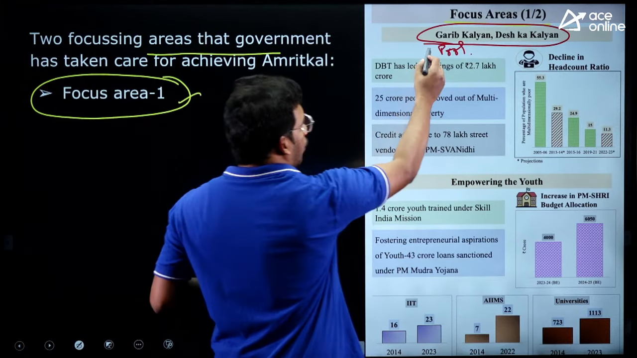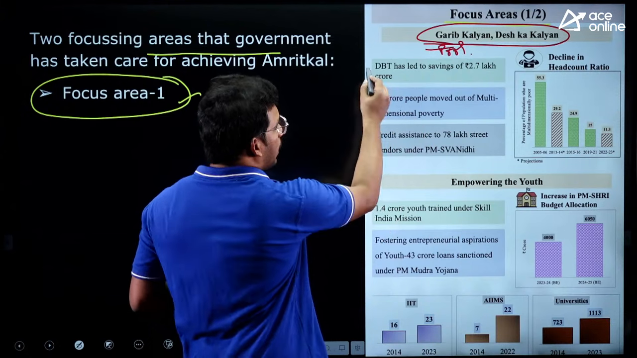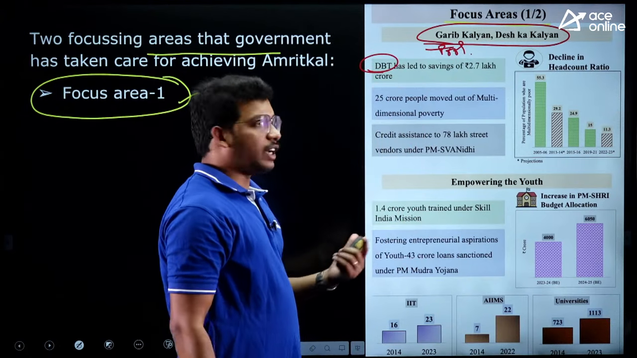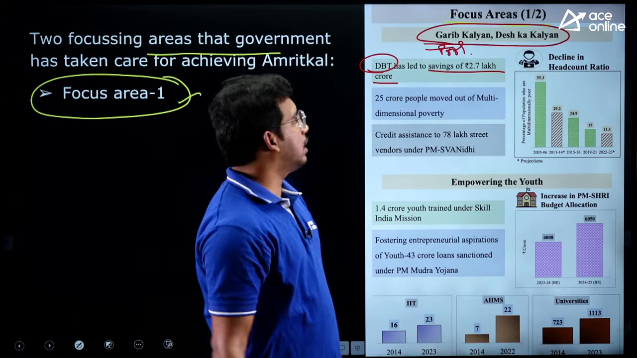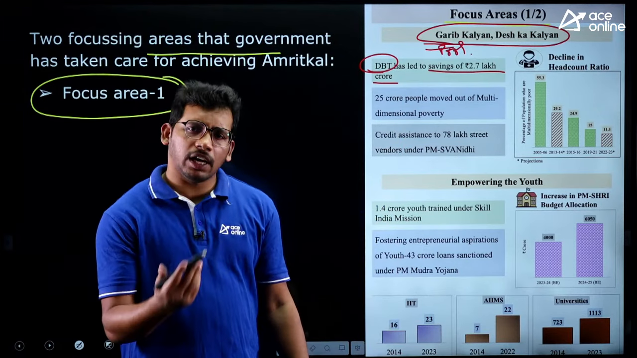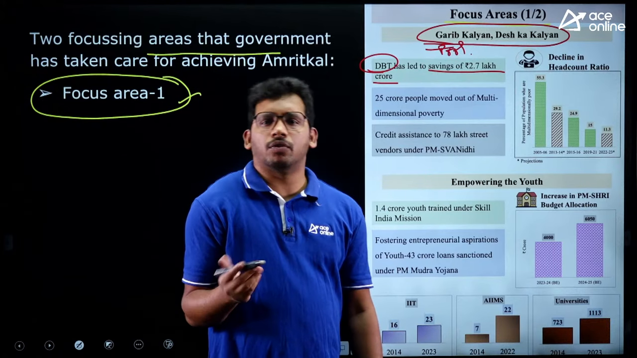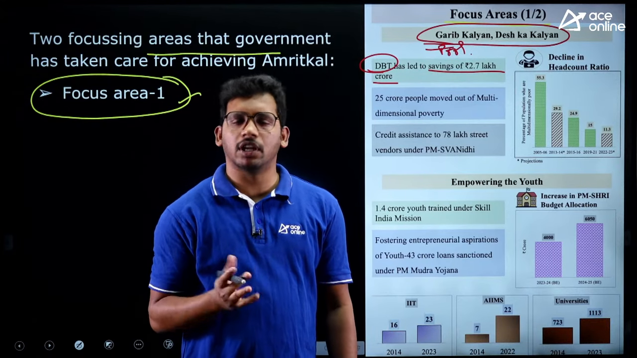Right? So here, first one is poor people. Government is saying that direct benefit transfer has led to savings of 2 lakh crores. Understand what is direct benefit transfer. Earlier, if you can recall your childhood, there were no bank accounts, there was nothing digital.